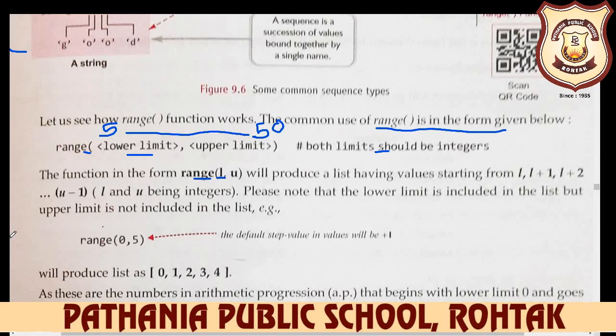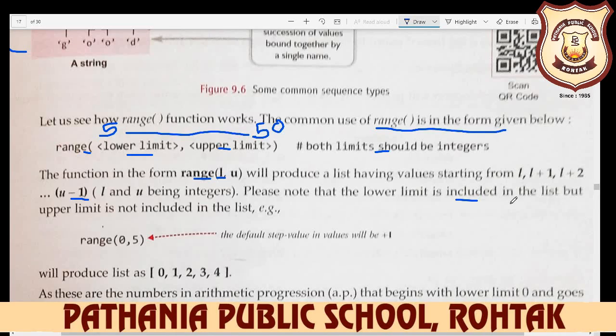For example, we take the lower limit as 5, then the lower limit plus 5 again is 10, then 10 plus 5 is 15, then 15 plus 5, and so on up to u minus 1, your upper limit minus 1. So please note that the lower limit is included in the list, but the upper limit is not included. So if the upper limit is 50, you write down 51, don't write down 50. Why? Because of upper limit minus 1.